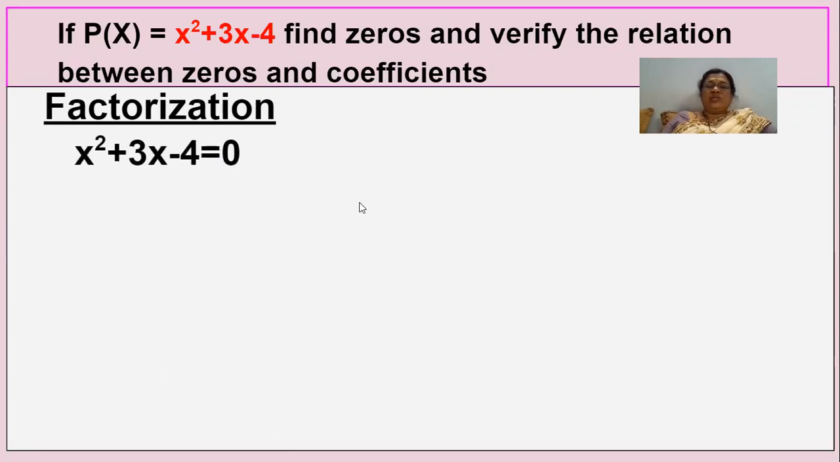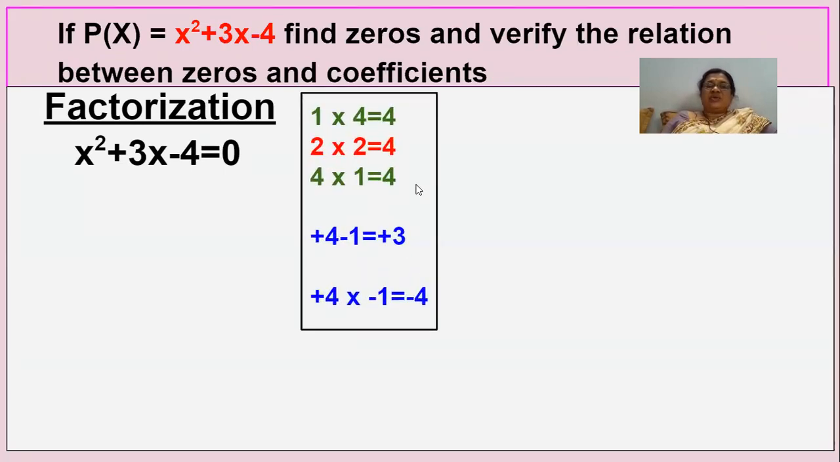So the polynomial is given. So here the constant is minus 4. We have to look for the factors of 4. So the 4 will come in the 4 table, 2 table and 1 table. We have to select the factors in such a way that when you multiply you should get minus 4 and when you add you should get plus 3. So the numbers are, one is plus 4, the other one is minus 1. So when you add you'll get plus 3 and when you multiply you'll get minus 4.